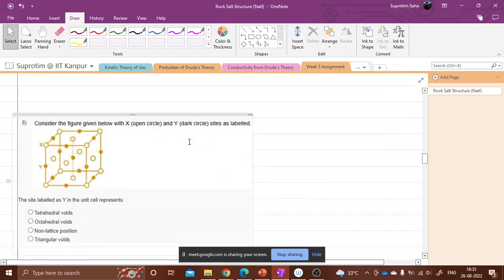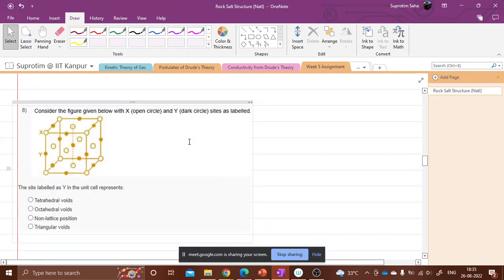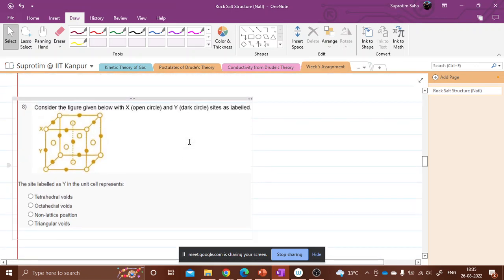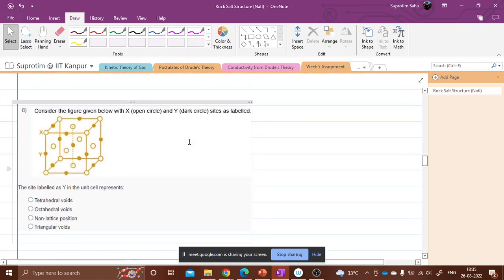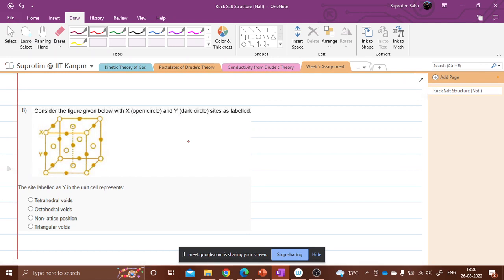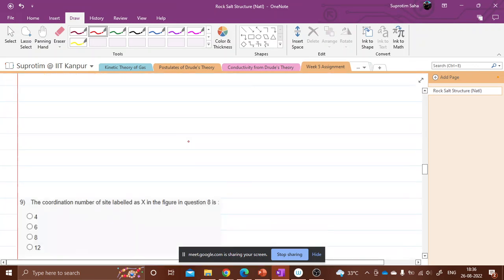Consider the figure. This is the next question. Consider the figure given below with X open circle and Y dark circle. The site labeled as Y in the unit cell represents... You can always answer this. So these are octahedral voids, right? This is easy. We have already encountered this. These are octahedral voids. Okay.